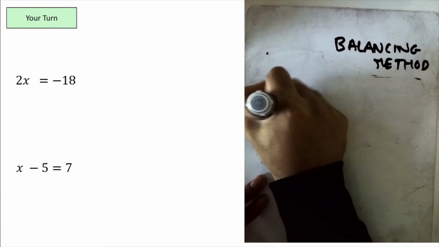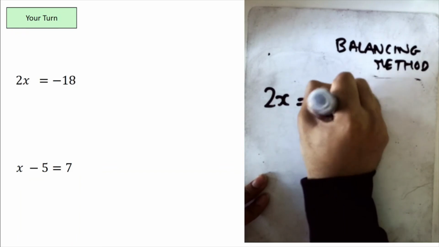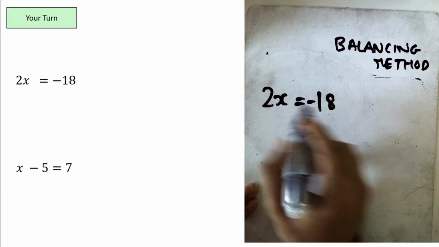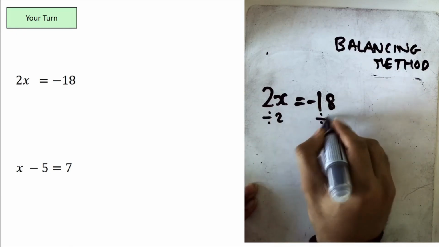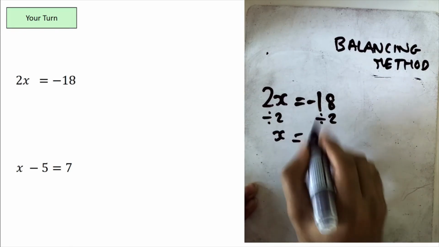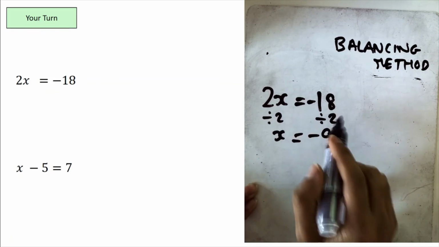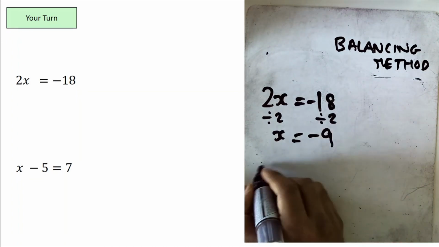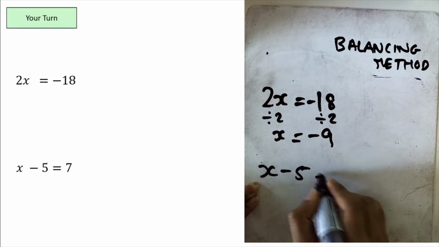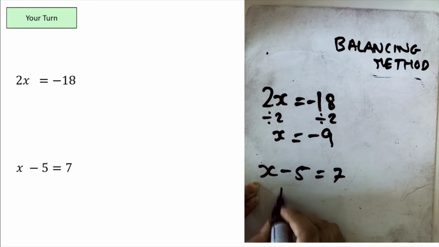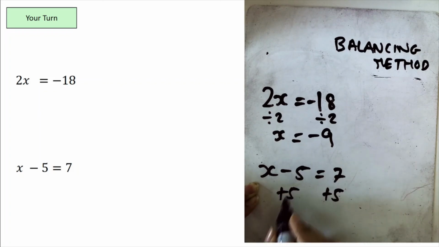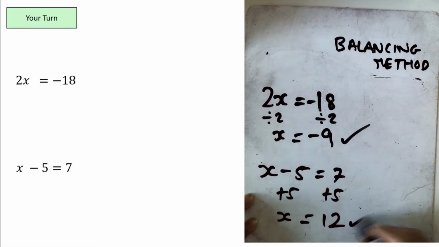Okay, so hopefully you've had a go. I'm going to show you now the answers for this rather quickly. You have 2x is equal to negative 18. Divide both sides by 2, you'll get x is equal to negative 9, remember, because negative 18 divided by 2 is negative 9. It's not 18 divided by 2, it's negative 18 divided by 2. If you have x take away 5 is equal to 7, what is the opposite of take away 5? It's add 5, okay? Opposite of take away is add. Do that on both sides. x take away 5 add 5 is x. 7 add 5 is 12. So if you got these two, you got it correct. Well done.